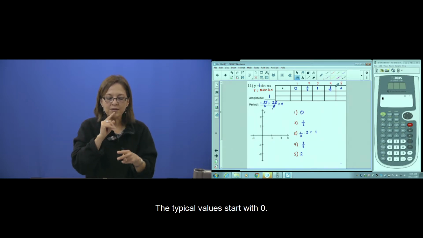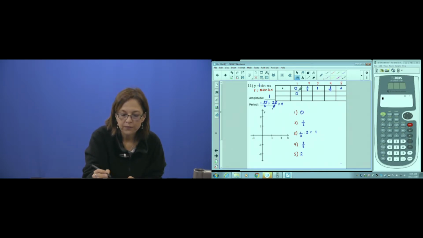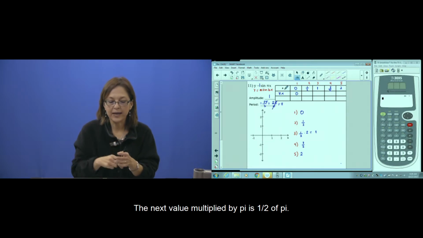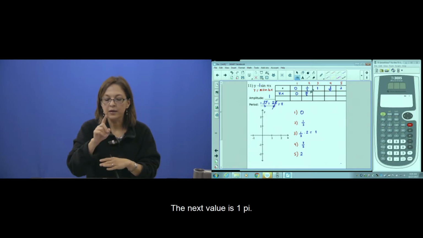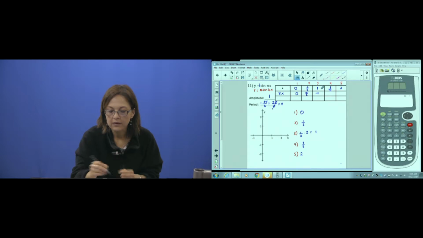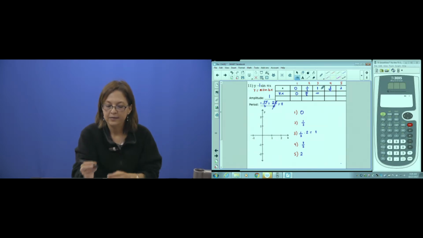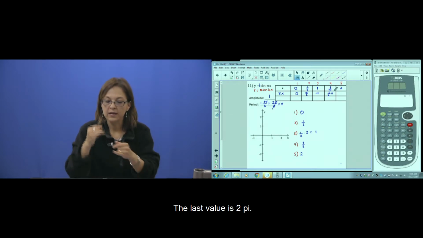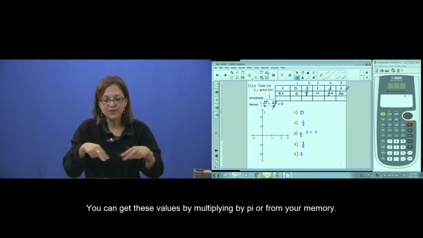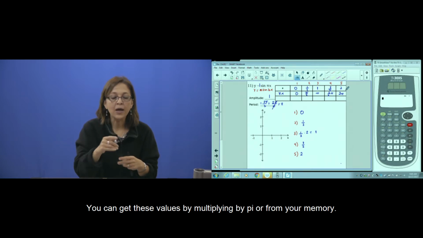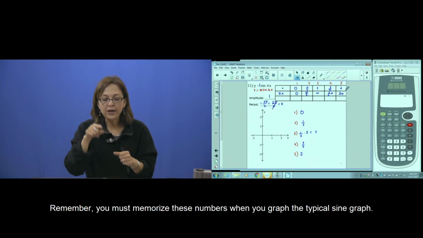The typical values start with 0. The next, times pi, is 1/2 of pi. The next, 1 pi. The next, 3/2 of pi. And the last, 2 pi. You can get these values by multiplying by pi or from your memory. Remember, you must memorize these numbers when you graph the typical sine graph.